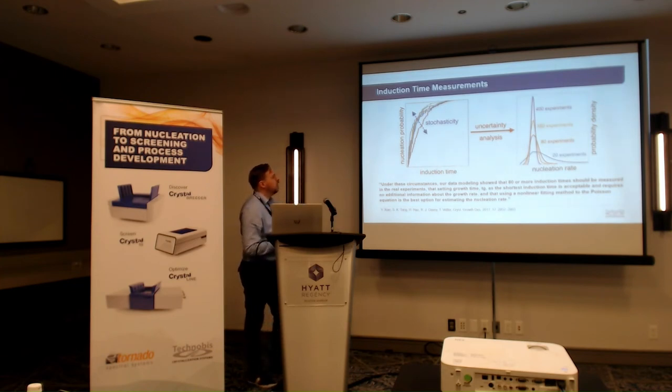So what he did was take various data sizes: 20, 80, 160, and 400 experiment data sets. He plotted their induction times. Notice there's also quite a broad distribution in the fittings of the data. But what he found is, once you hit 80 experiments, your nucleation rate is actually quite well aligned, even going higher. Obviously, more data points will give you a more accurate reading, but 80 experiments can take you weeks, depending on how easily something crystallizes.